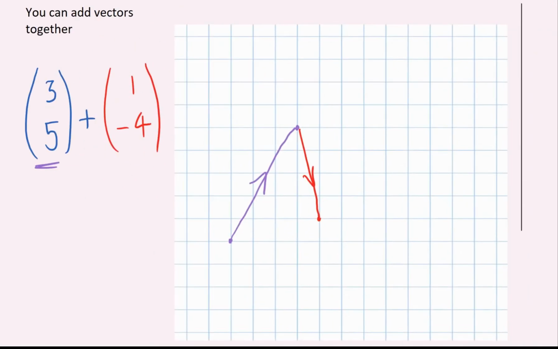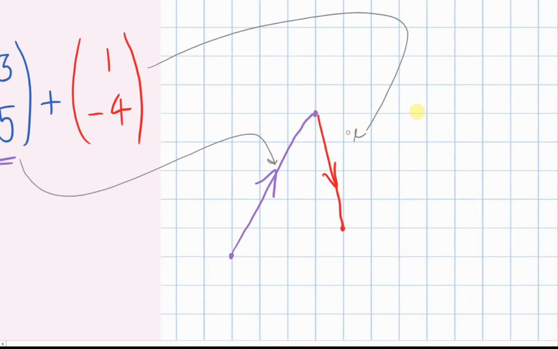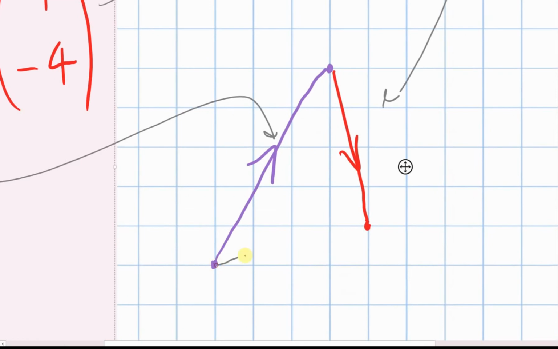Again, we can also combine vectors. We can add vectors together. So here, I've got the vector 3, 5. That goes from here to here. Then I'm going to add on, after that, I'm going to go to the vector 1, minus 4, which I've done in red. And the overall effect is to go from this point to this point.